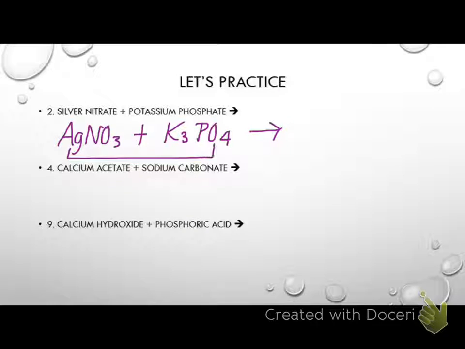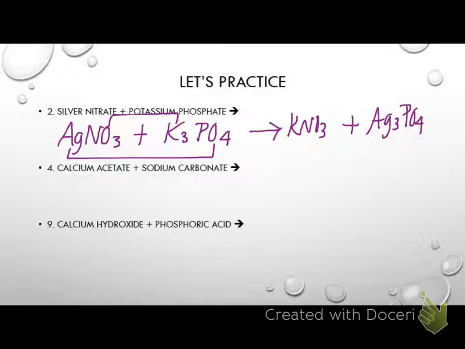So I'm going to do outside, inside together. Again, it doesn't matter if you want to do outsides together first or insides together first. I'm going to do KNO3 first, just because I can do that. They're both 1 to 1. And then I'm going to do silver and phosphate. Silver is a +1, phosphate's a -3, so I'm going to get Ag3PO4.